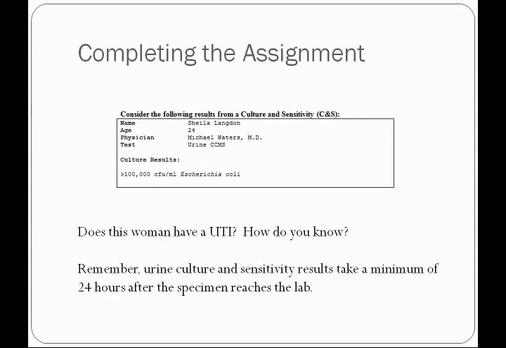Now, taking a look at these results, does this woman have a urinary tract infection? How do you know if she does or if she doesn't? Now we're going to step back in time, let's say 24 to 48 hours, when Sheila collected her urine. Remember, the urine culture and sensitivity results take a minimum of 24 hours after the specimen reaches the lab. So we're going to consider what her complete urinalysis would have looked like on that urine that was brought into the lab or brought to the doctor on that day.